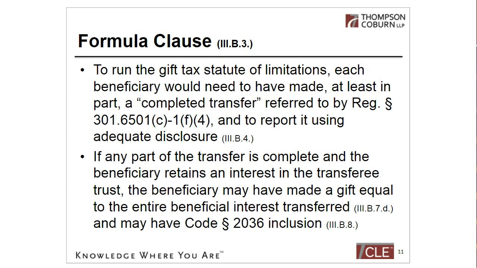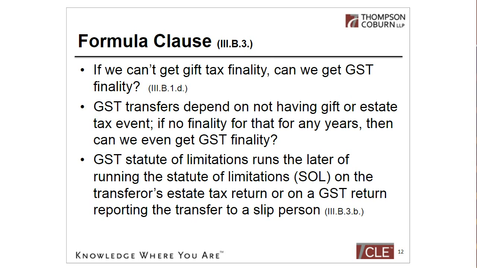On to slide 12. So it's tough to get gift tax finality. You'd have to have all the beneficiaries file gift tax returns, and all the beneficiaries have at least some kind of a completed gift. Well, if we can't get gift tax finality, can we get GST finality? Well, GST tax depends on not having an estate or gift tax event. And we don't even know about gift tax finality in some cases. So, when can we get GST finality?